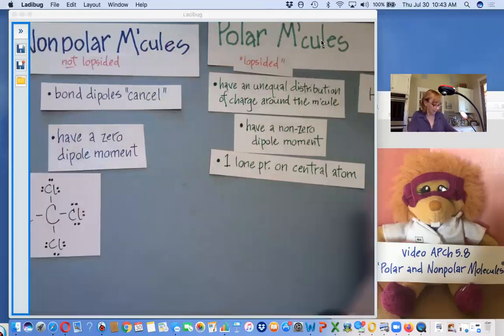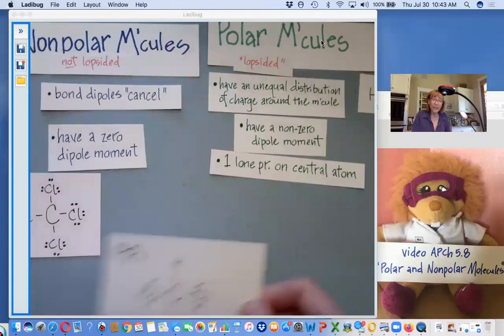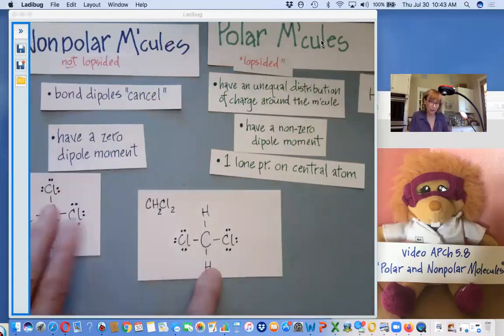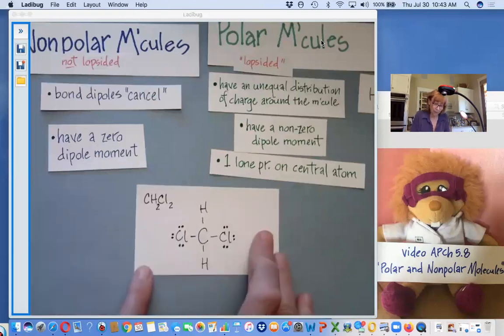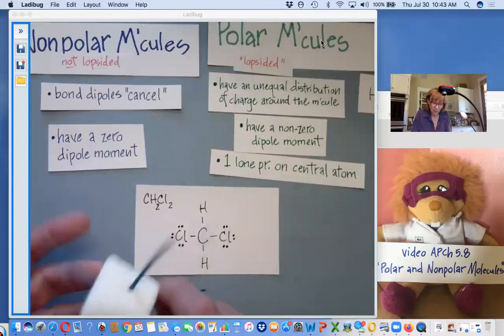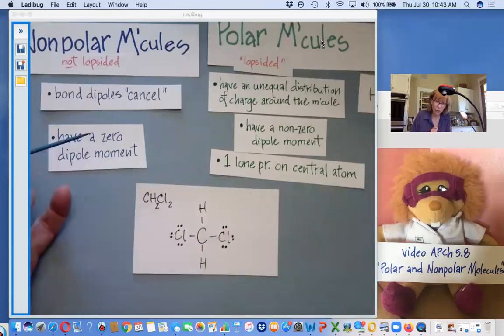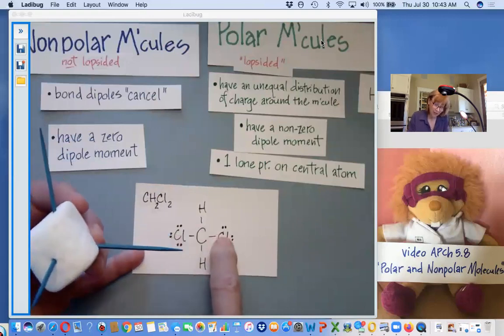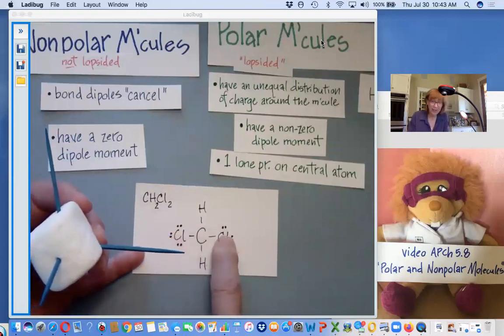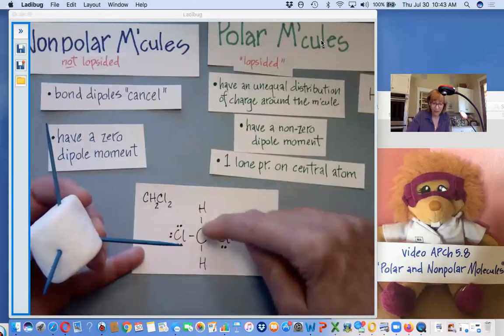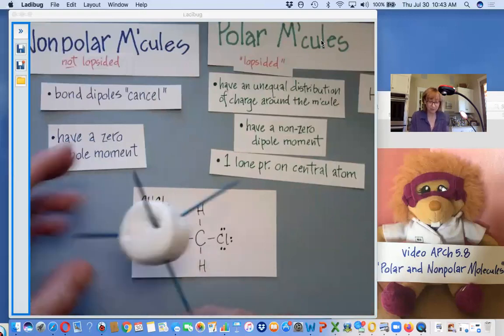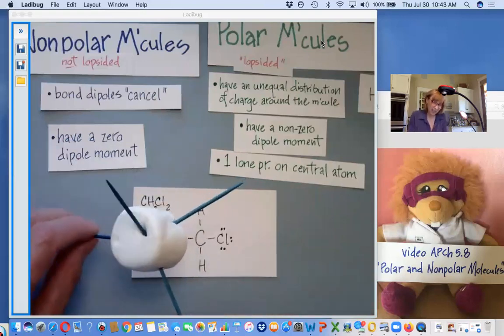But now let's consider CH2Cl2. Okay, here's our Lewis electron dot diagram. It has a tetrahedral geometry. And see the way we drew it on paper, it sure does look like these 2 polar bonds are opposite each other and would cancel. And it looks like these 2 non-polar bonds are opposite each other and would cancel. That is not in fact the case.